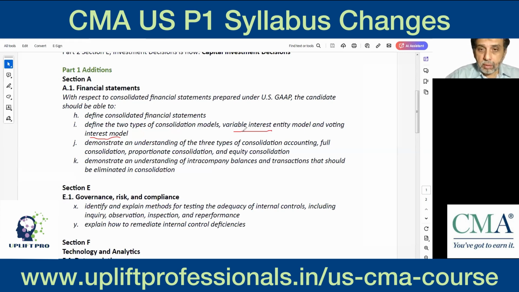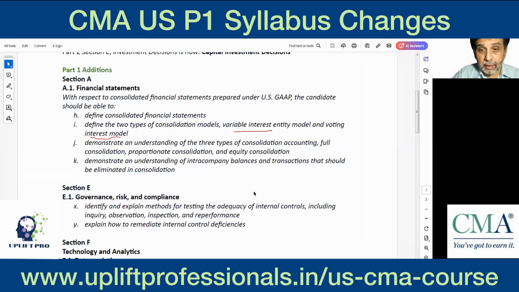So there are two models here, the variable interest model and the voting interest model, which, if you were referring to Hawk, they had mentioned even in the old syllabus. Now, the new part, which I am not very sure about, is the different kinds of consolidation. I am familiar with only the full consolidation method. There is proportionate consolidation and equity consolidation, which we should see what it is all about once we start teaching.